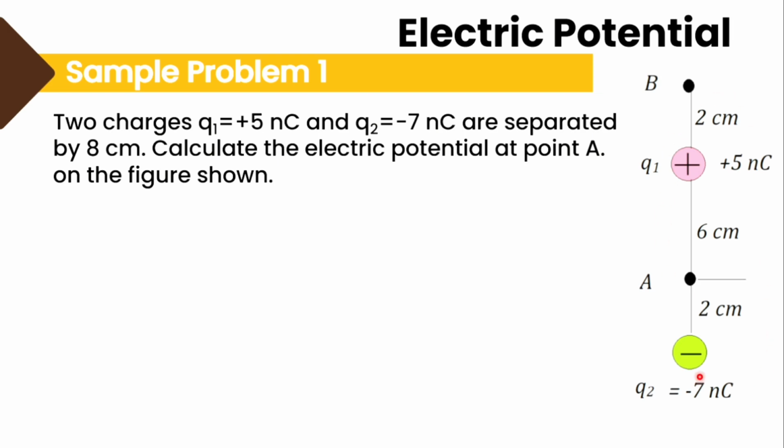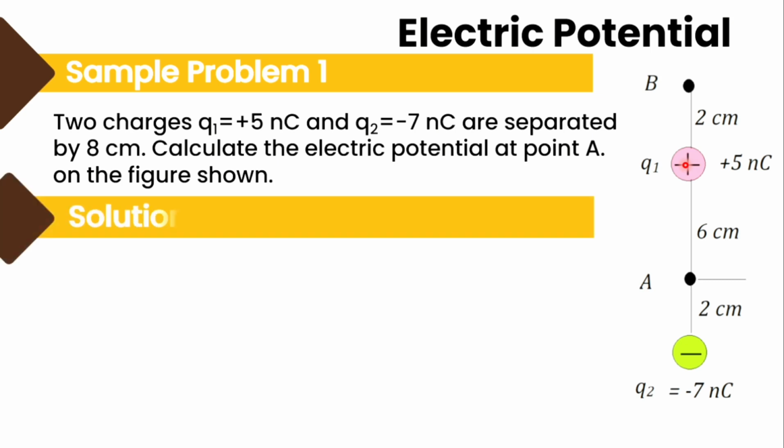So this is our figure. Then this would be the point A that we need to calculate the electric potential. So this is our source charge number 1 and this is our source charge number 2 with their specific value of their charges. So first, in solving a problem, we need to write all the given values that we have on our problem. So we have charge 1, which is equal to positive 5 nanocoulomb, and we need to convert this to our SI unit, which is in coulomb.